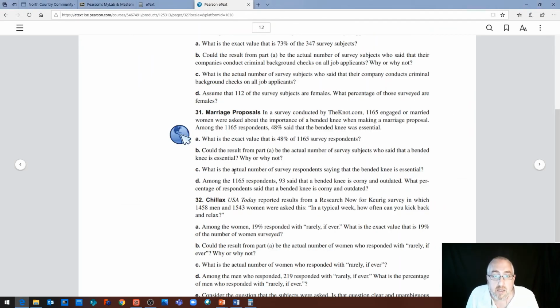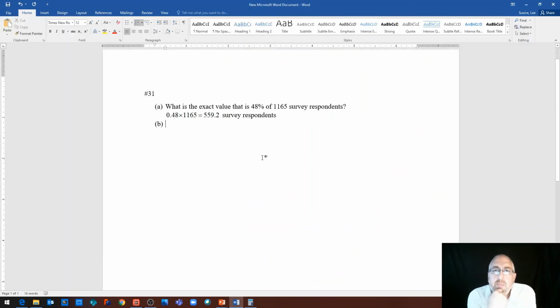So the next one says, could the result from part A be the actual number of survey subjects who said that a bended knee is essential? Why or why not? And so, could that be the actual number of respondents? Hopefully you're saying no. We can't have a decimal, right? How could you have a part of a person? Well, that's another course, so we're not going to talk about it. So no, because the answer is a decimal. Needs to be a whole number for a person.